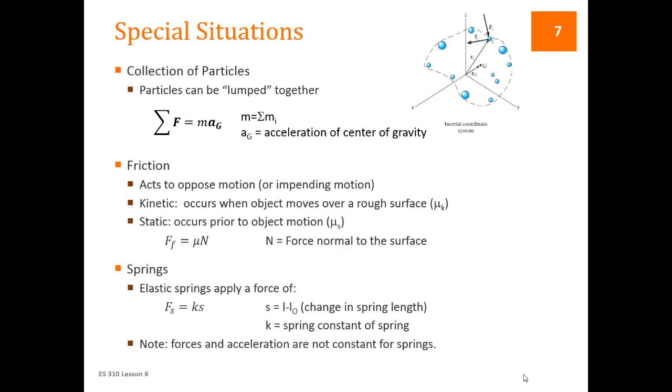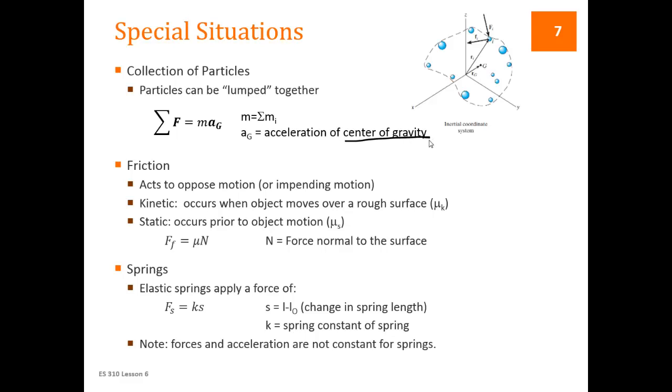So, a couple of special situations. First of all, usually we have a whole bunch of particles, or a solid object that is made up of a whole bunch of particles, right? We don't have single particles, though sometimes we can assume things act like single particles. If we can lump these particles together to create a solid body, we still have the same equation: sum of forces equals mass times acceleration. But the acceleration of what? If you clump a whole bunch of particles together, some of those particles may not be accelerating at the same rate as other particles. So what we use is the acceleration of the center of gravity.